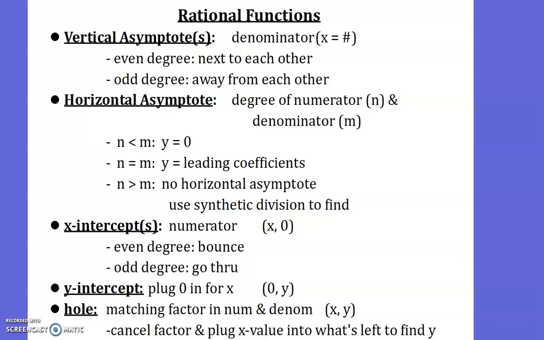Just a reminder, we can have single roots, and double and triple. So if it's an even degree, it's going to bounce off of the intercept, and if it's an odd degree, it'll go through it. To get the y-intercept, we're just going to plug in 0 for x and solve. And for a hole in the graph, you have to have a factor that matches in your numerator and denominator, and it cancels out. That is the x-coordinate of the hole. To find the y-coordinate, we plug the x back into our simplified equation where we've removed that factor to see what y value we get.